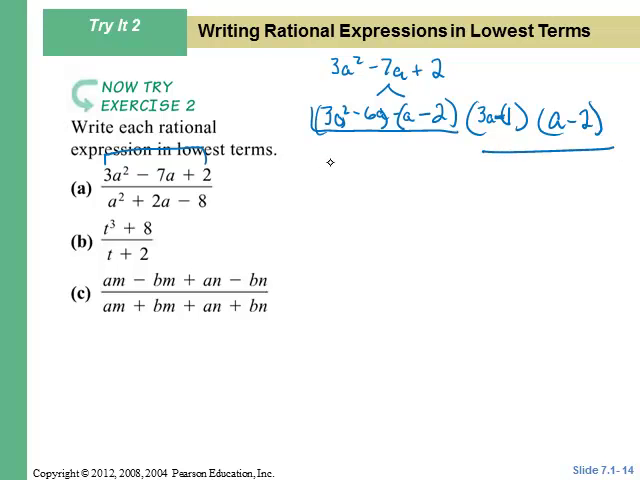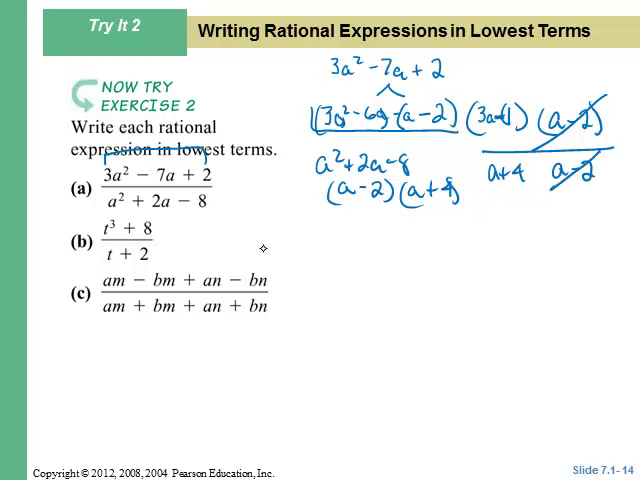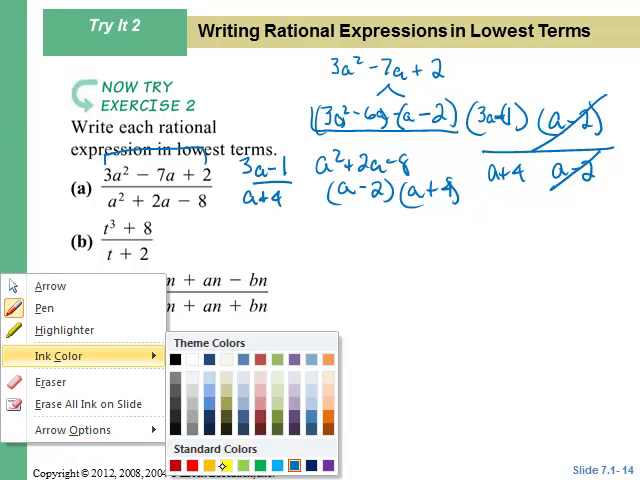Then for the denominator, a squared plus 2a minus 8 factors into a minus 2 times a plus 4. These cancel. So our answer is 3a minus 1 over a plus 4. I'm going to change colors for the second one.